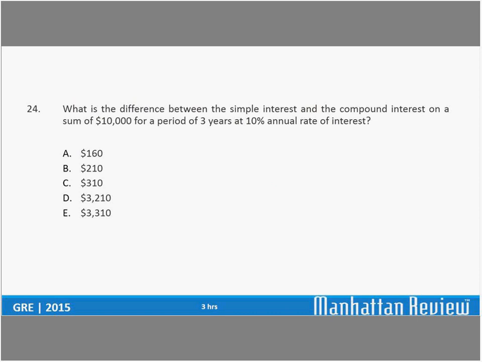What's the difference between the simple interest and the compound interest for a sum of $10,000 for a period of 3 years at 10% interest? I can use the formula for simple and compound interest, get both values, and take the difference. But that is not fair enough, so be like a child, like a layman. At a 10% annual rate, the first year I'll get 1,000, second year 1,000, third also 1,000. So the simple interest would be 3,000.